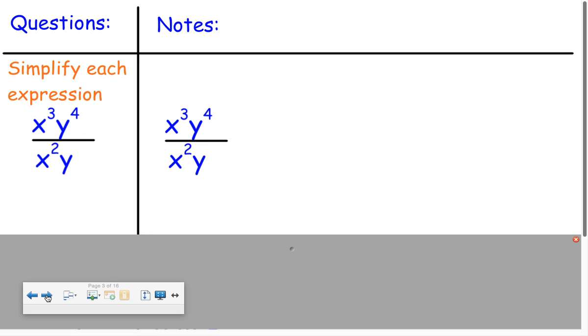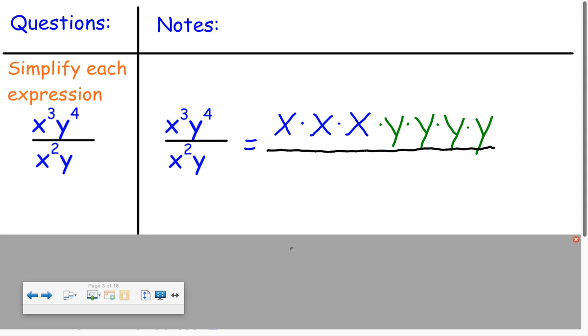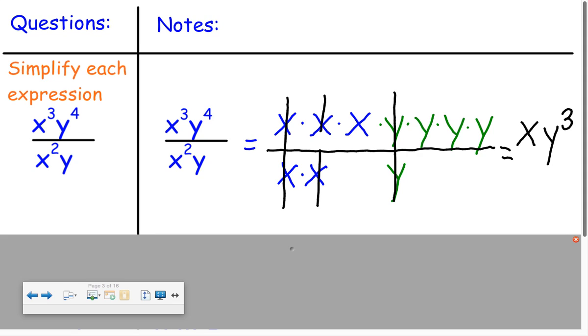X to the 3rd times y to the 4th over x squared y. So 3 x's, 4 y's, over 2 x's and 1 y. Cancel, cancel, cancel. I'm left with 1 x on the top and 3 y's. So my answer is x times y to the 3rd.